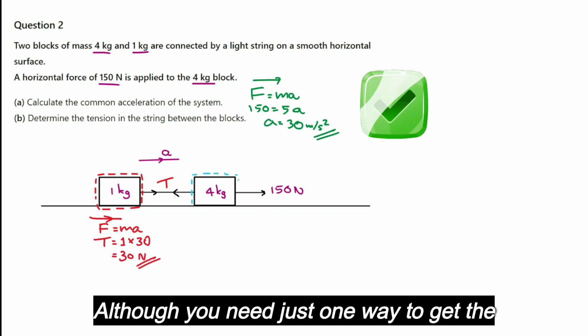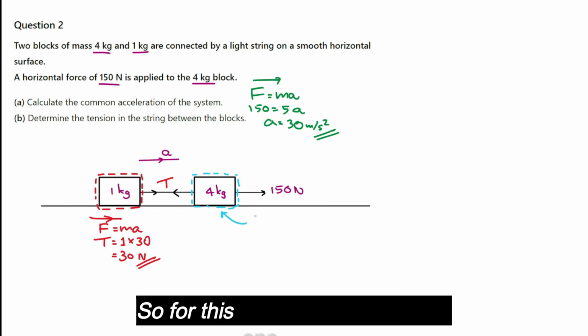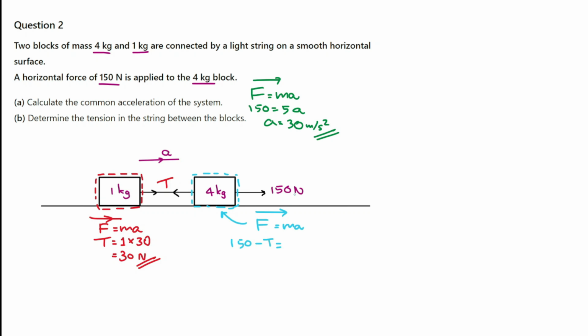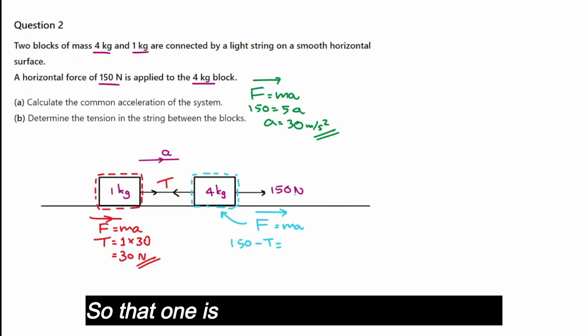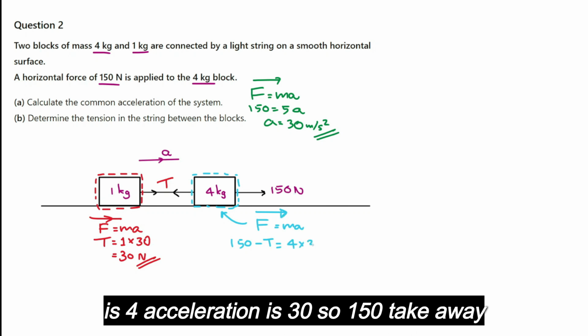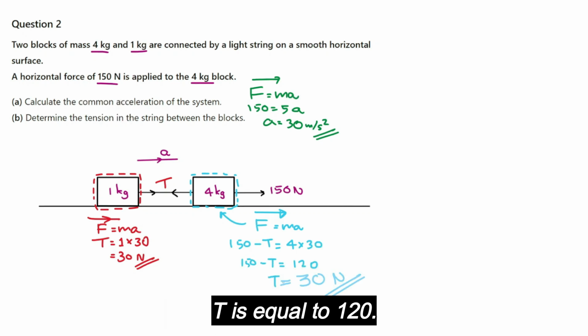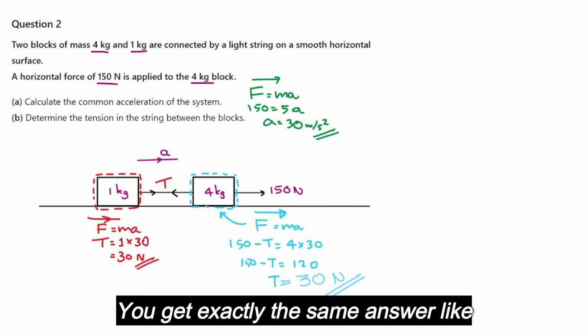Although you need just one way to get the answer, let me show you this using the 4 kilogram mass as well. So for this one, we write F = ma to the right. So 150 take away T, because the 150 force is to the right. Now that is positive, I'm writing my equation to the right. So T on the 4 kilogram mass is to the left, so that one is negative, equal to ma, mass is 4, acceleration is 30. So 150 take away T is equal to 120. So obviously T is 30 newtons. You get exactly the same answer like before.